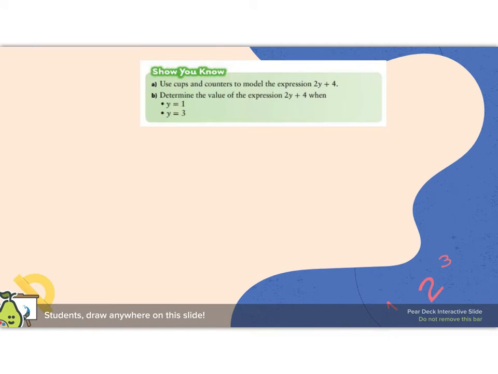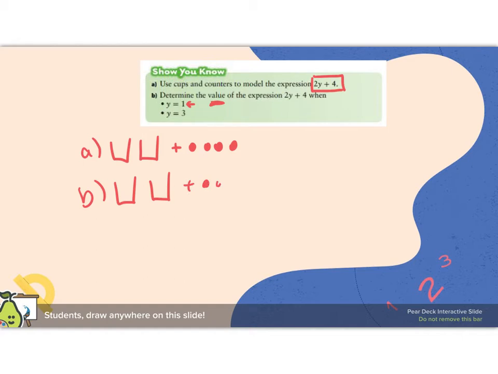Now if I want to model it, so going the other way, if I have this expression right here, 2y plus 4, once again that's 2 cups, and I'm adding 4 counters. Okay, so that's A. For B, it says determine the value, so now I'm evaluating the expression when y equals 1. So let's redraw it. So I would have 2 cups plus 4 counters.